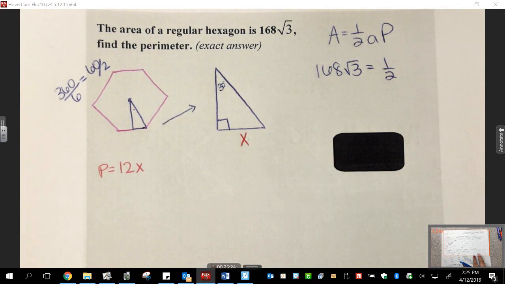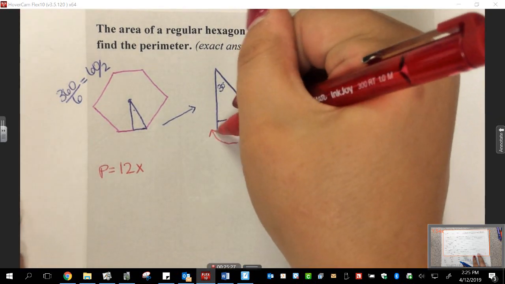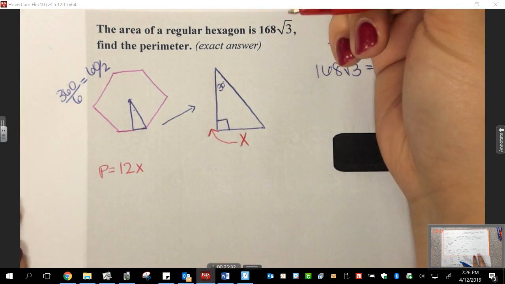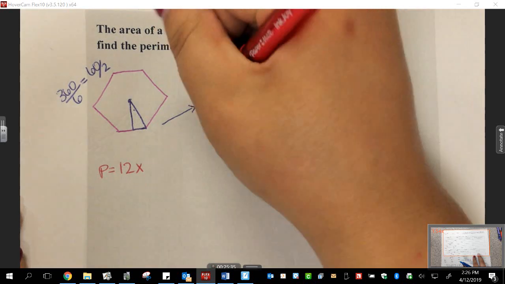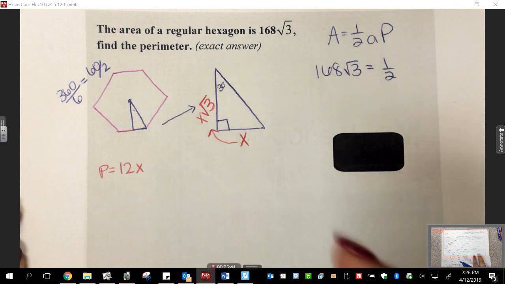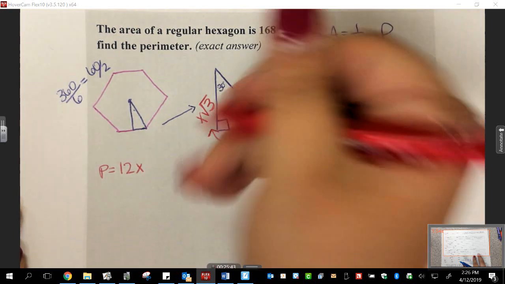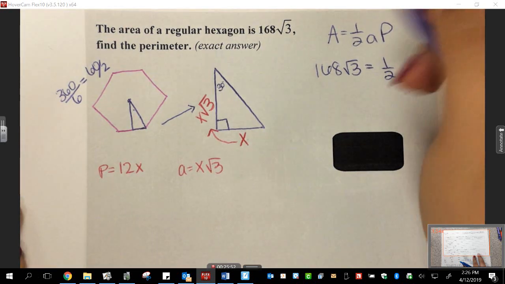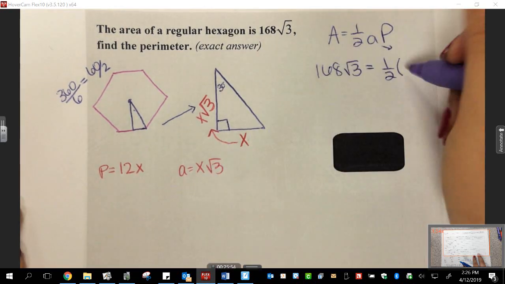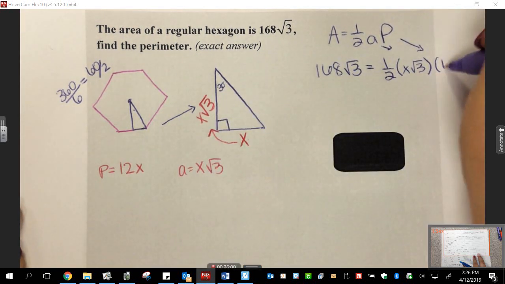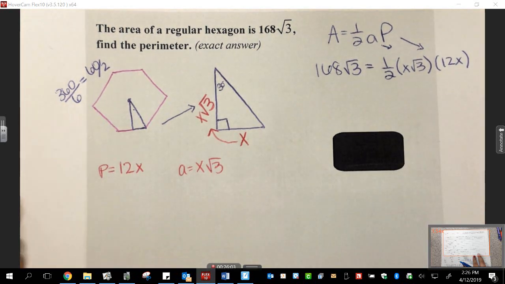Woo-hoo. Now I want my apothem. You just plug it in. What am I going to do if I go around the 90? You're gonna get x times the square root of 3. So my apothem then becomes, you're not writing, you're watching. From here, look, I have my A is x square root of 3. My P is 12x. And I can solve for x.